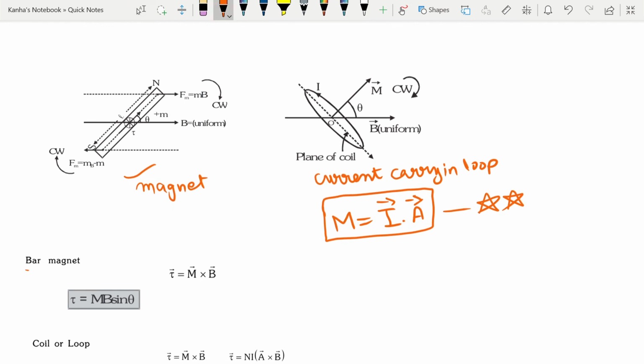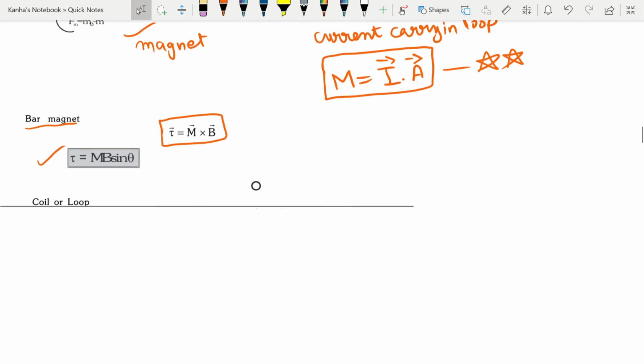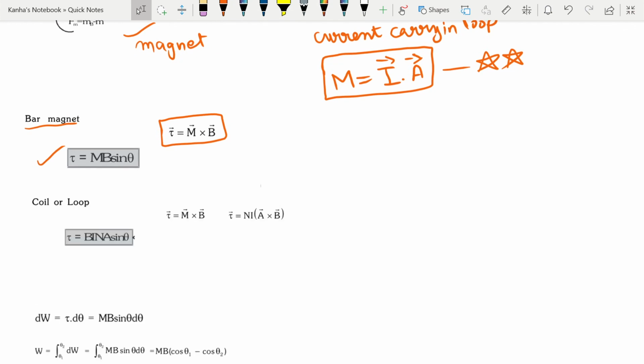So for a bar magnet, this torque is equal to M cross B, just like the case for electrical dipoles, and it is given by MB into N sin theta. The formula for M has been given before in the discussion of magnets. Okay. Now what about the coil or loop?